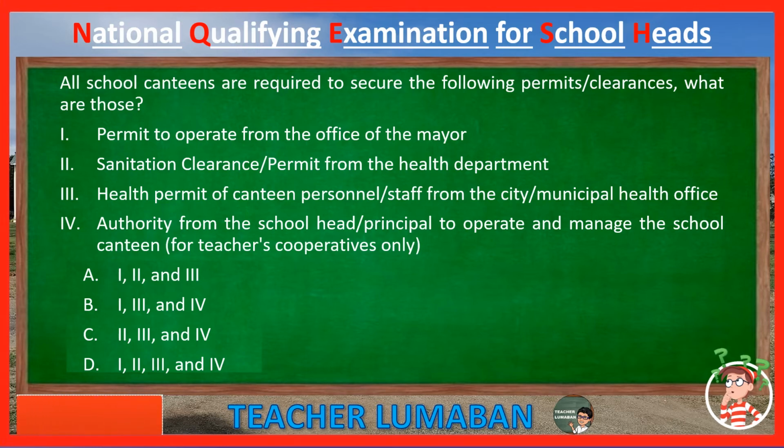The correct answer is letter C. Roman numeral 2, 3, and 4. All school canteens are required to secure the following permits/clearances: sanitation clearance/permit from the health department, health permit of canteen personnel/staff from the city/municipal health office, and authority from the school head/principal to operate and manage the school canteen, for teachers' cooperatives only.